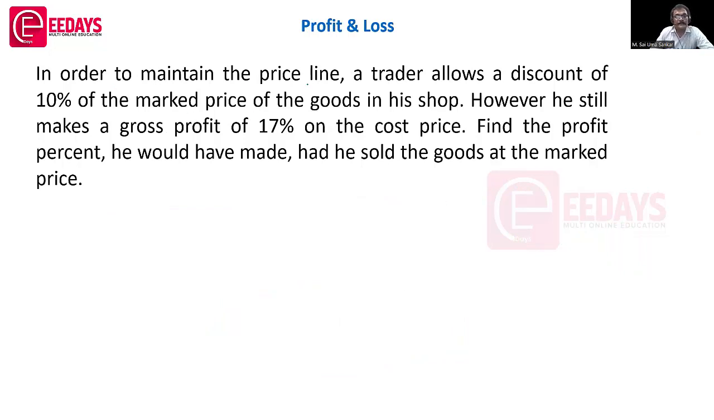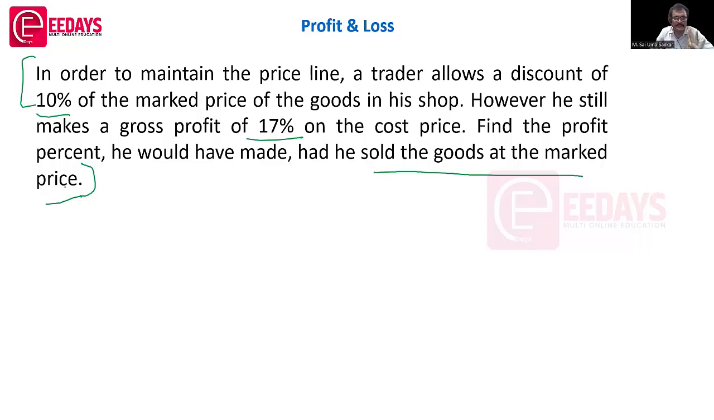In order to maintain the price line, a trader gives a discount of 10% on the market price of the goods. However, it still makes a gross profit of 17%. Find the profit percent if he had sold the goods at the market price. What he says is that with 10% discount he got 17% profit. If no discount is given, how much profit will there be? That is the question asked. There is a lot of data, but it is not needed.